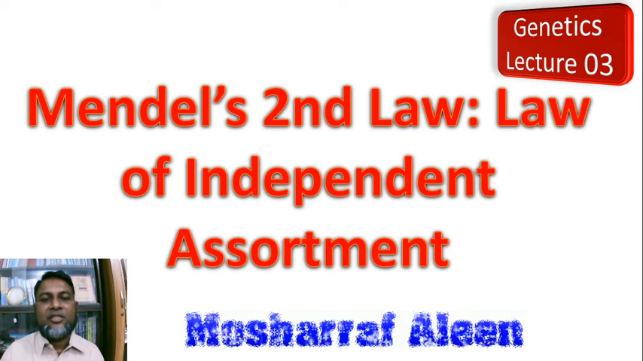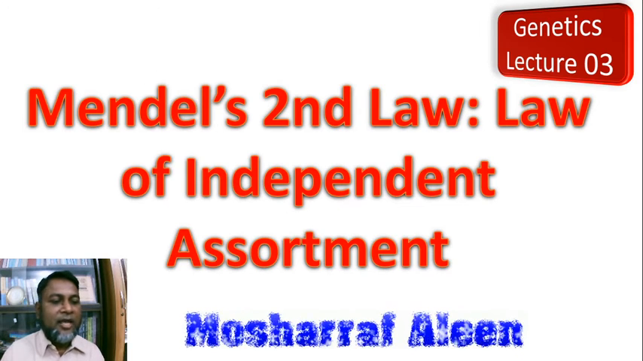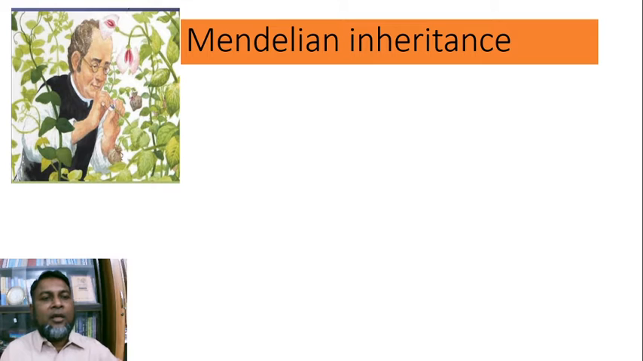Today we discuss Mendel's second law, the law of independent assortment. This is a very important basic law for genetics. This is called Mendelian inheritance.